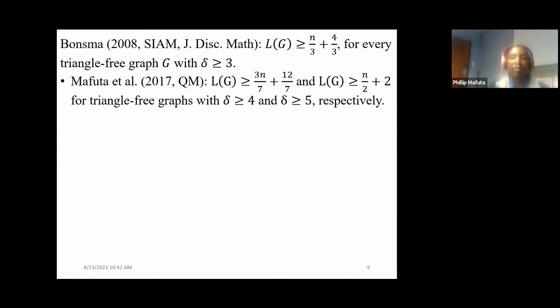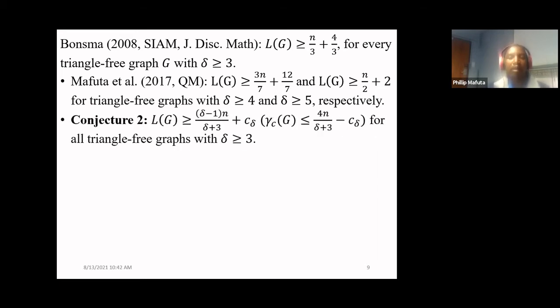And later on, we improved that for delta at least 4 and delta at least 5. After that, in the same paper, we posed the following conjecture. Our concentration in this section is on this conjecture. But here, we need to pose a conjecture which is an improved bound compared to this one. So from here, I'll be mentioning the reason why we are to establish a conjecture of such kind.